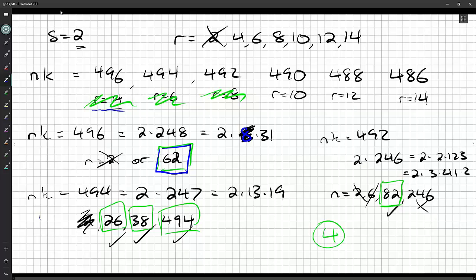Now down here, r is 6. That one is the one we had to be careful about. We only have 4 multiples of 2 that we can care about, because it's to the power 1 and to the power 1. And all of them worked out fine. 24 plus 2, 36 plus 2, and 492 plus 2.